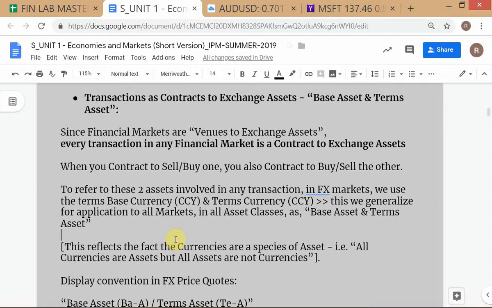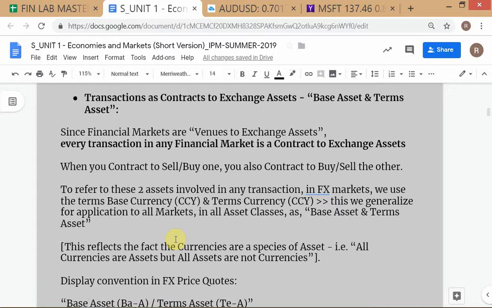So far you understand market is a venue for exchanging two assets, the base asset and the terms asset. Quoting conventions, we have learned a little bit about. So the concept that we want to have is that every transaction in a market is a contract to exchange assets. Just like I have a contract with the furniture seller that I will pay you 1 lakh rupees. You design the furniture for my living room. You make the furniture for my living room and deliver it.